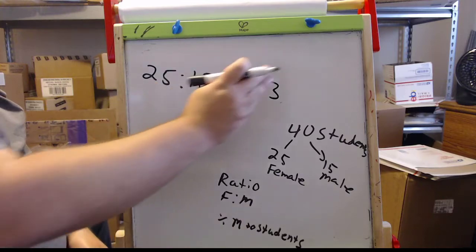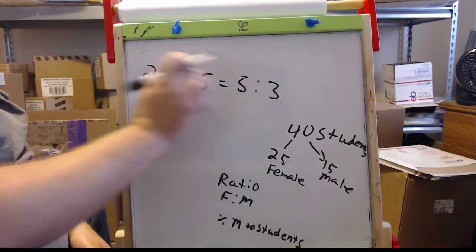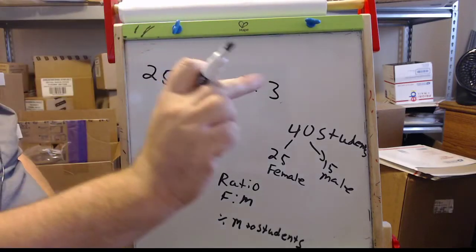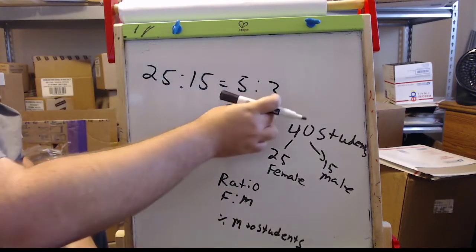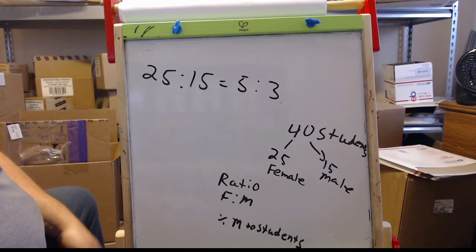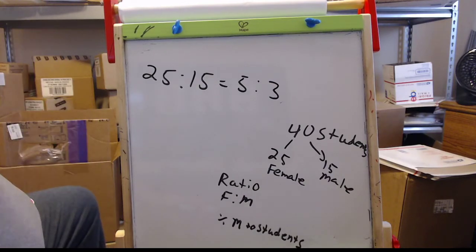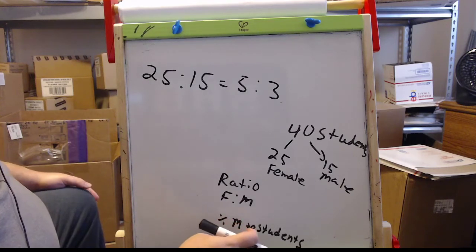Okay, how did I get that? Well, 5 goes into 25 5 times. 5 goes into 15 3 times. So I'm really just reducing, just like we reduced in our fractions, but making it a better ratio. So 5 to 3 is our ratio. Now, what about the percentage of males to students?